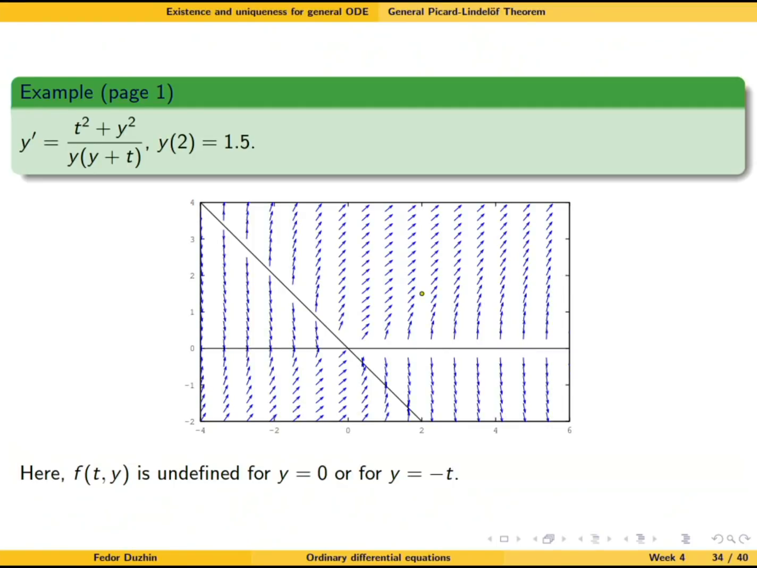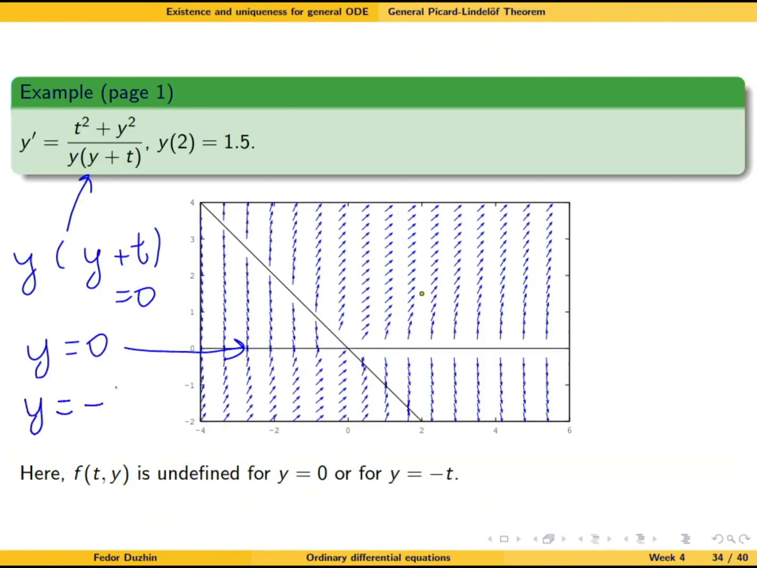And so here is a differential equation. So let's think what the domain is. In this differential equation, there is a division, and the denominator may be 0. So if you equate the denominator to 0, so y times (y plus t) is 0. So it's either y is 0, which is this line, or y equals negative t, which is this line. And so the domain of this differential equation is everything except for these two lines.